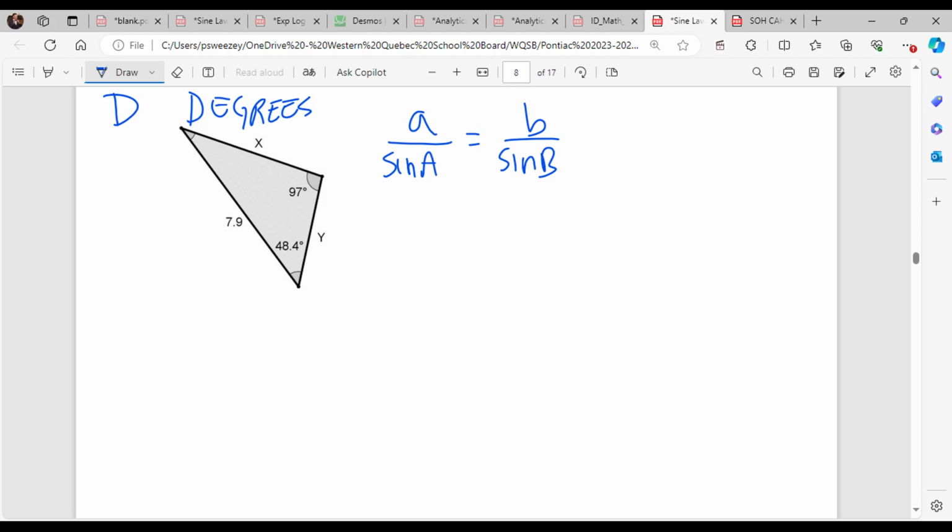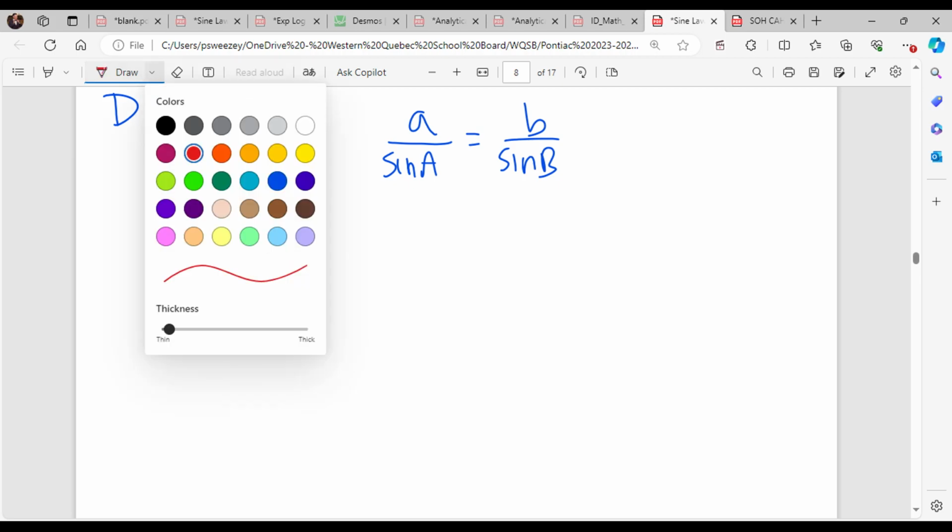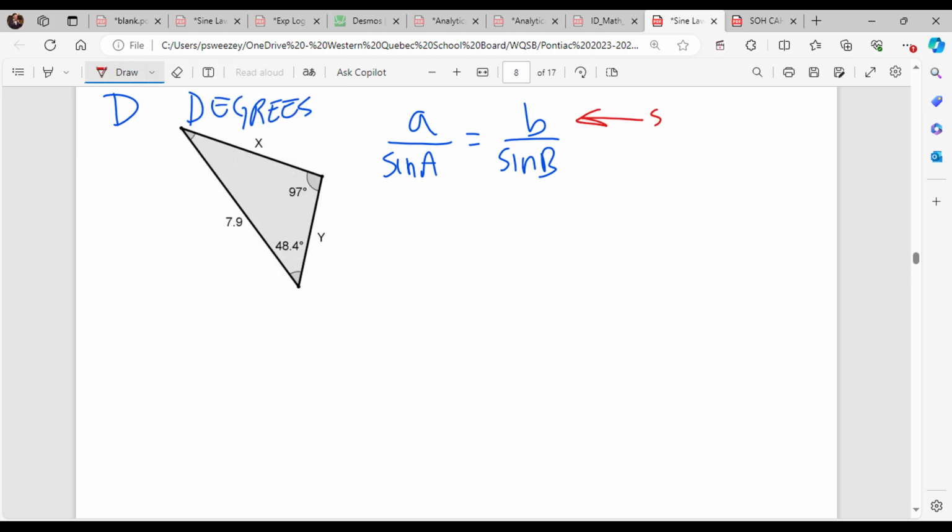Okay? Now, here's all that you need to know in this guy is that right now, the top is always some sort of side length.